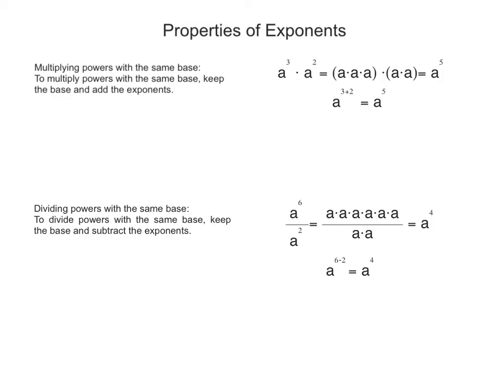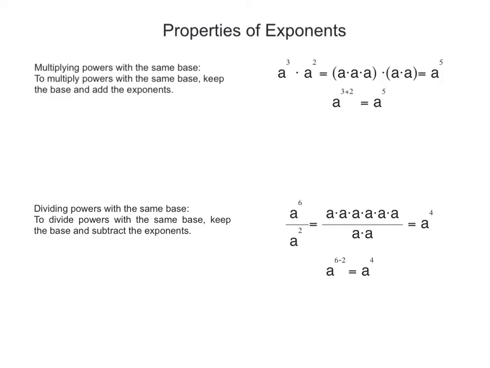Let's look at my example here. I have a to the power of 3 times a to the power of 2. A to the power of 3 is the same as saying a times a times a. And a squared, or a to the power of 2, is the same as a times a. If we sit and count up all the a's that are multiplied to one another, we have a total of 5 a's. So it's a to the power of 5.